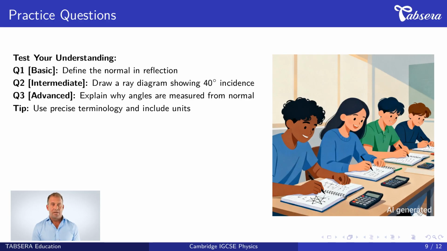Question 2 is intermediate level. It states, draw a ray diagram showing 40 degrees incidence. This requires you to apply the concepts we've learned, constructing an accurate diagram with proper angles and labeling.